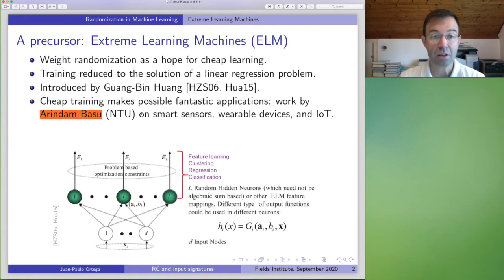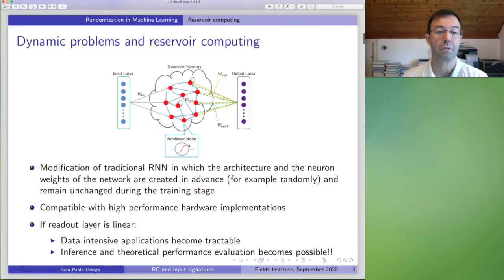So the idea is already pretty old. And of course, this is just a static paradigm. We need to go to something dynamic, like what we do in reservoir computing. The definition that I'm going to give you of reservoir computing is just the recurrent neural network version of this.